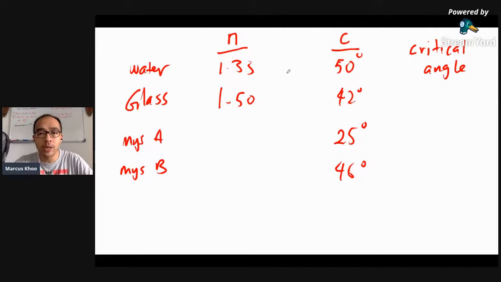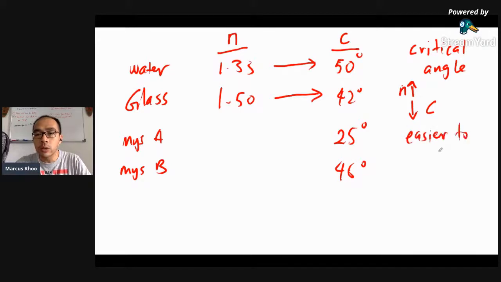I want you to take a look at this relationship over here. There is a relationship between n and C. We find out that the bigger the refractive index, the smaller the critical angle becomes. When n is bigger, the smaller the critical angle, and we find out that a smaller critical angle means easier to reflect.